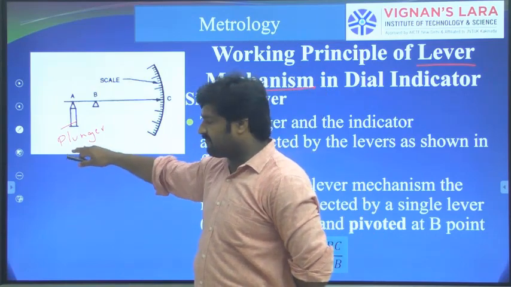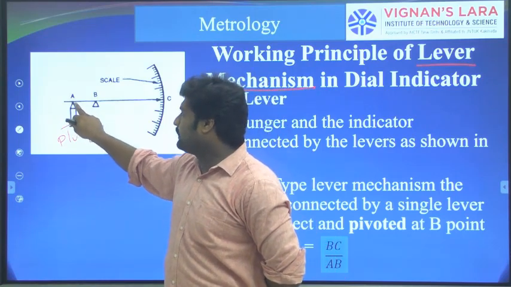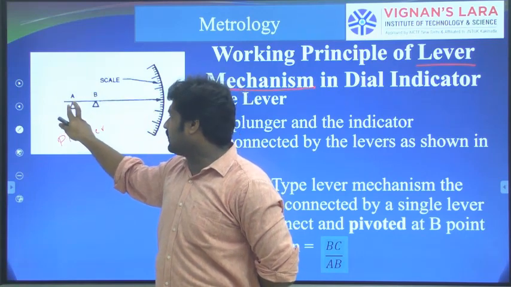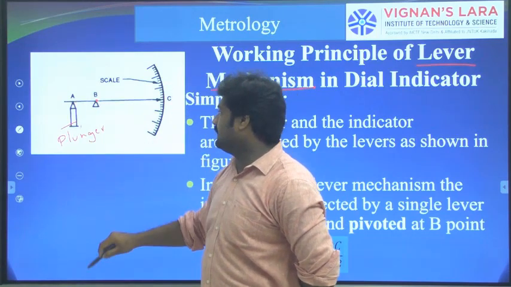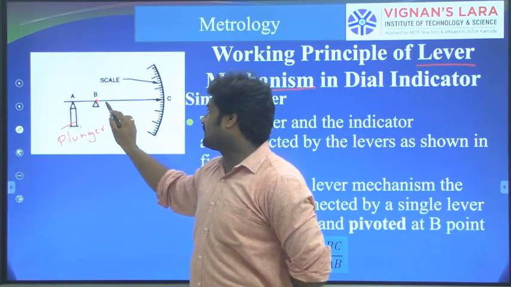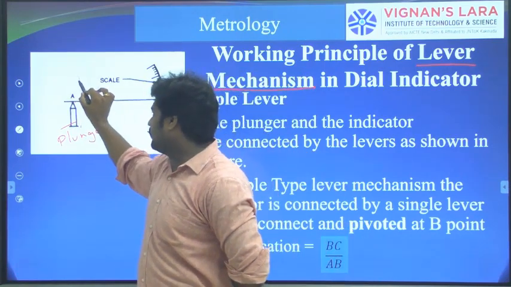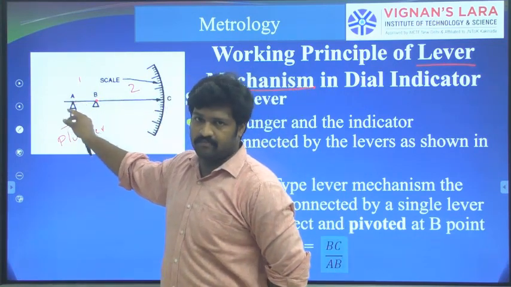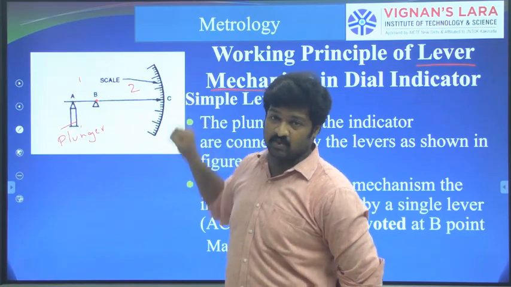Depending upon the height of our component, the plunger can move up and down. If the plunger moves up, it pushes the needle at location A. If location A moves up, since the needle is pivoted at point B, the deflection at C is shown here. Here we observe that the length from A to B is not equal to B to C. If the length from A to B is 1 unit, then B to C is 2 units. So if the movement of A is 1 mm, the deflection shown at point C is 2 mm.